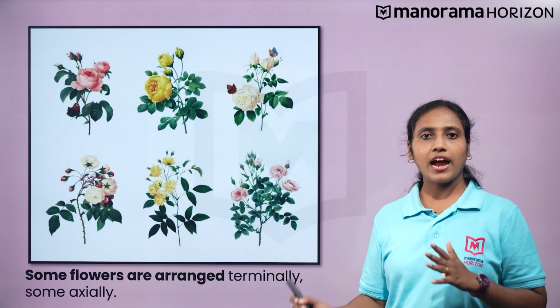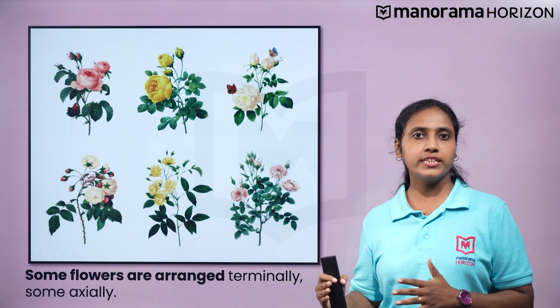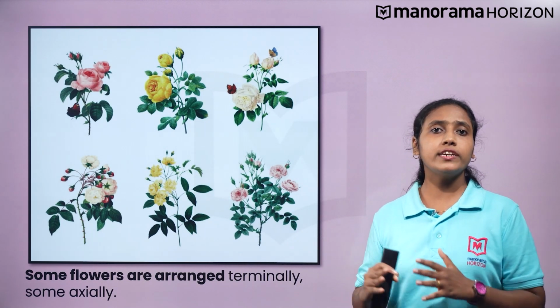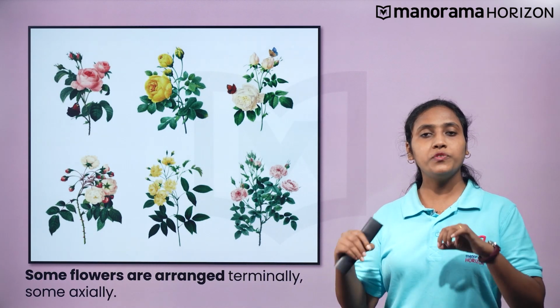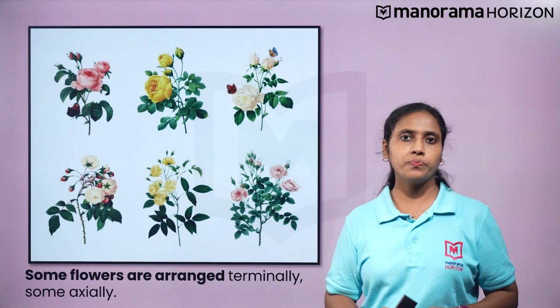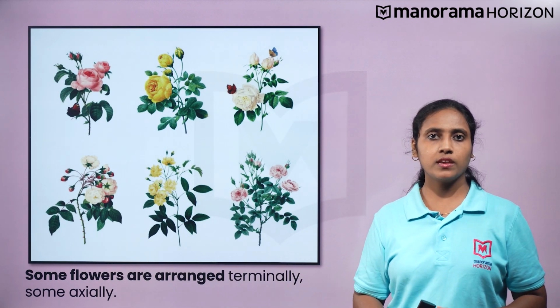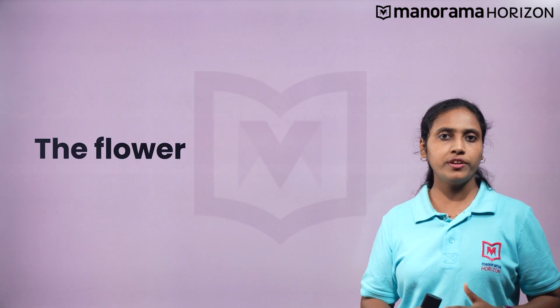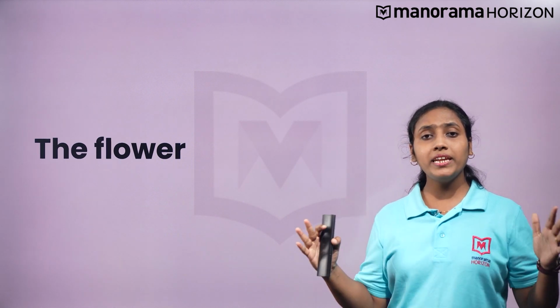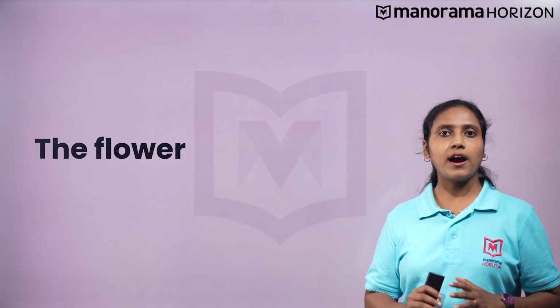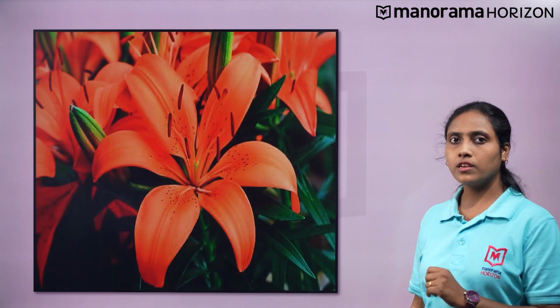Some are arranged at the tip, some laterally, either single or many. There are different types of flower arrangement which we shall learn in this video. Let's dive deep into the knowledge of flowers. So what makes a flower beautiful? There are many parts which make the flower beautiful. Let us discuss the parts and their functions.